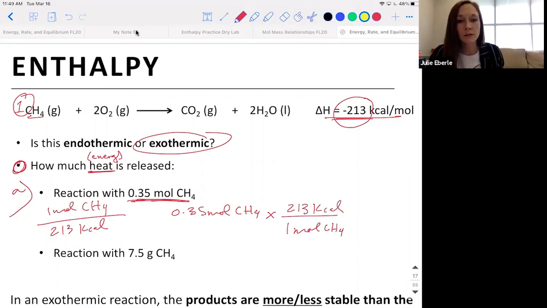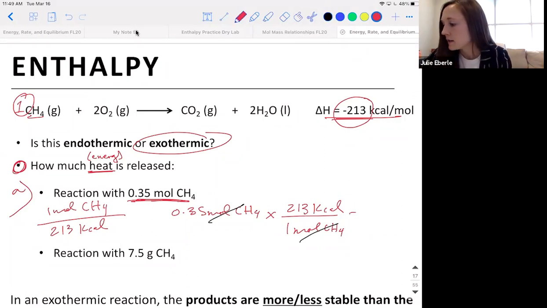So this is just a one-step conversion problem, but this is kind of new because we've never done one with moles and kcals before. Then we just cancel that and we do 0.35 times 213. Okay, so Haley says she got 74.55 kcal. Is that what y'all got? Anybody get something different?